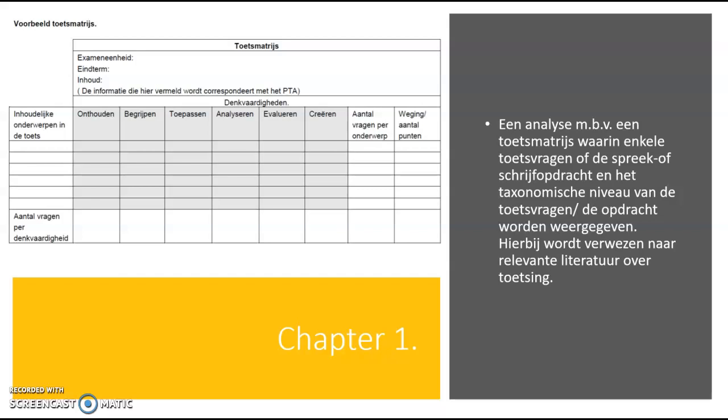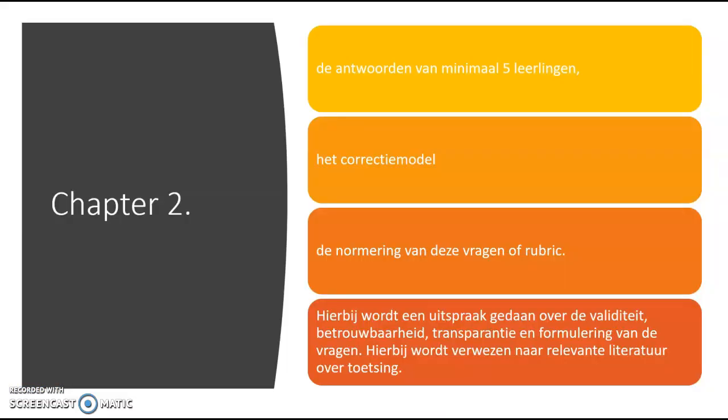The second chapter, here you will look at the test in a little bit more detail, and you're going to look at the answers or the writings or the spoken utterances of at least 5 of the pupils who've taken the test. You're also going to look at the correction model. How is the test assessed? What rubric was used? How useful was it? And how did they get to a grade of this particular test?